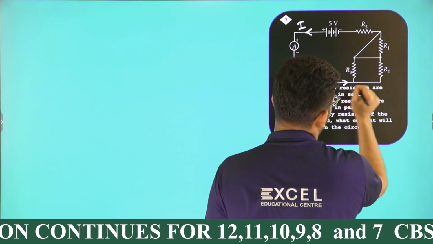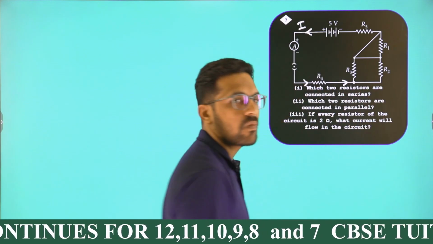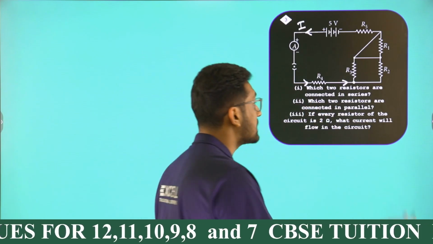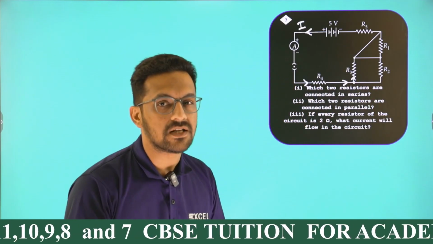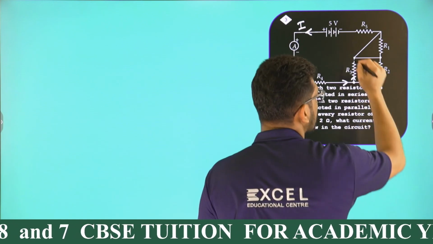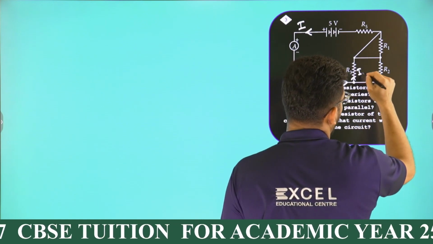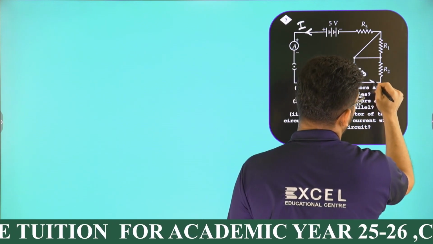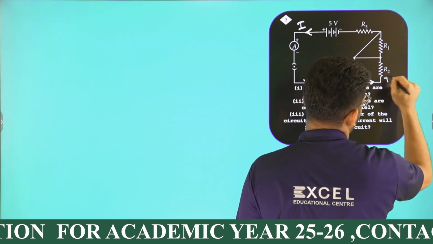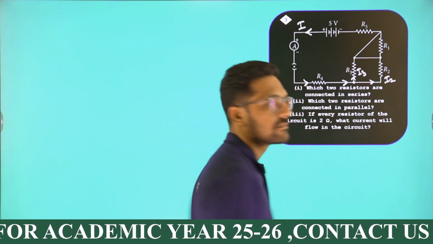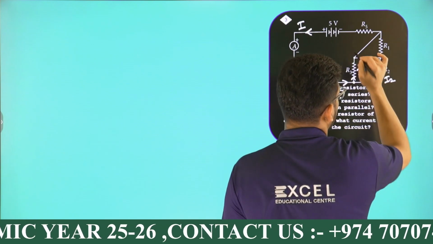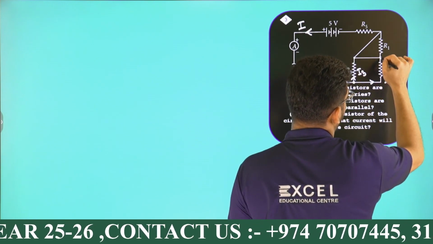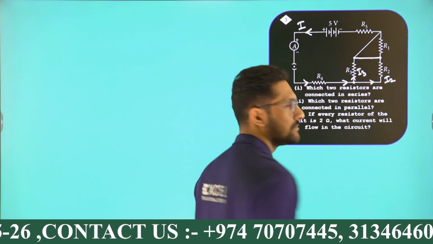Okay, when I is reaching this junction, what happens to I? I will be splitting. If current sees a junction, it will be splitting. A value of current is passing through R3, I am calling it I3. Another value of current is through R2, I am calling it I2. Now, when this I2 and I3 are reaching this point, what happens?